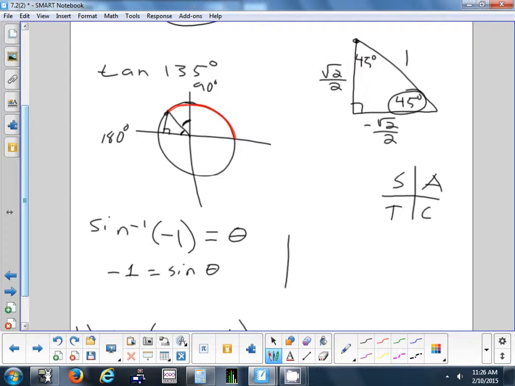Okay, for that, let's sketch it. So we've got marks. This is positive 1, negative 1. Anybody tell me where sine hits negative 1? What's the angle?